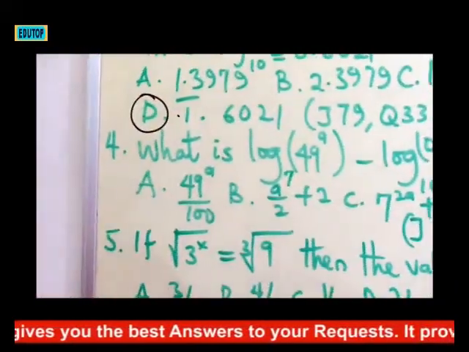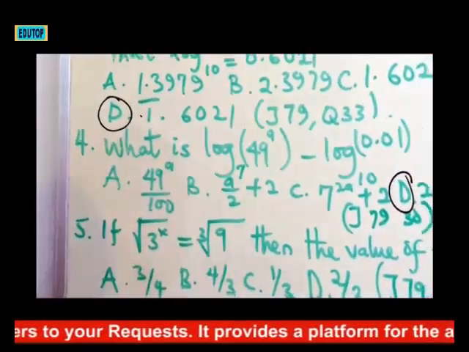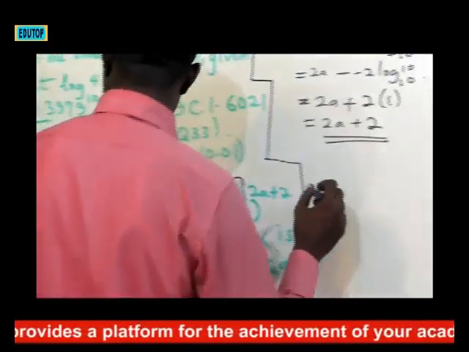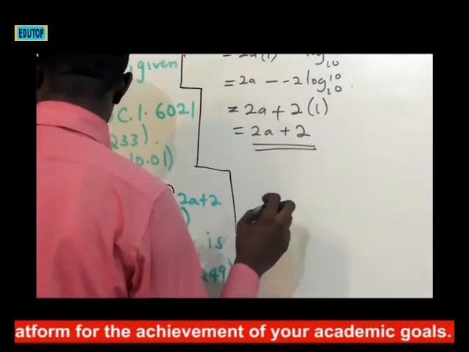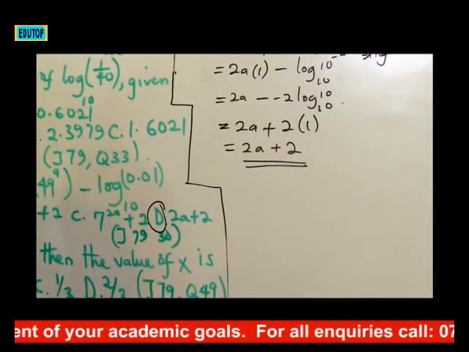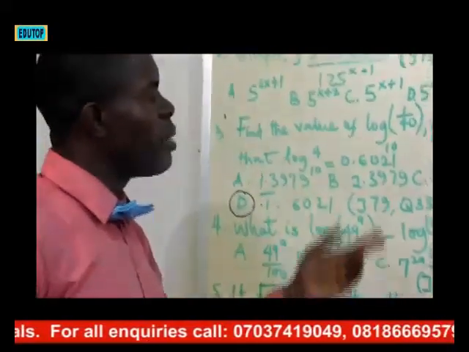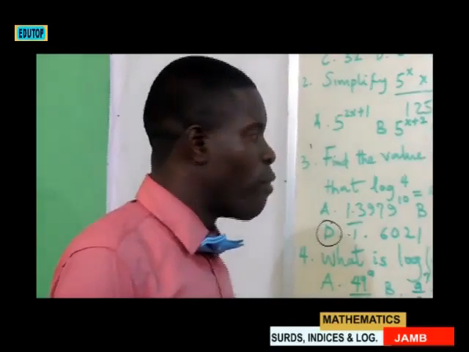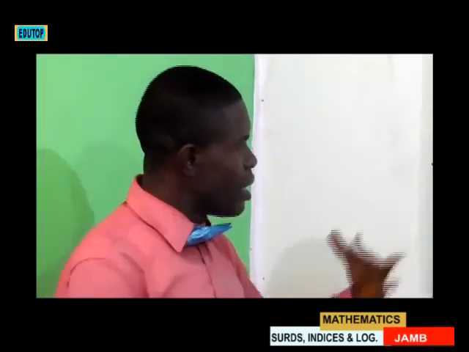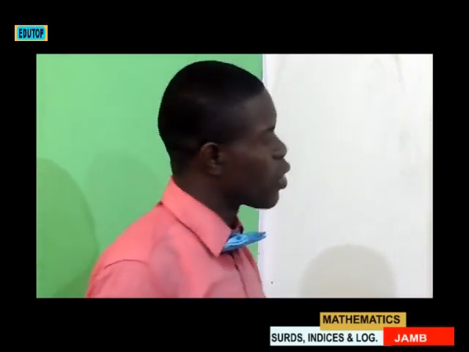So the option D is the correct answer to this particular question. Then question number 5, which says that if root of 3 raised to power x is equal to cube root of 9, then the value of x is... This one is also solved in relation to indices. So they are combining surds, indices. That is why I stated earlier that indices, logarithm, and surds are interwoven. So it is very expedient to note that these three concepts must be grounded before one can survive here.